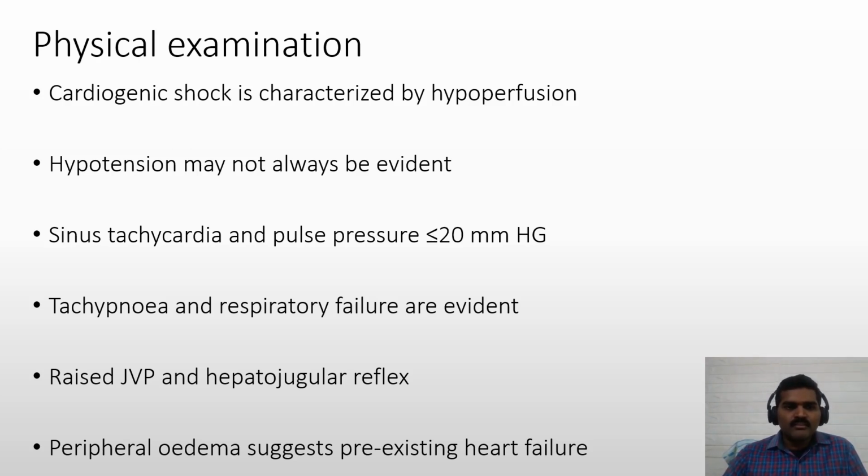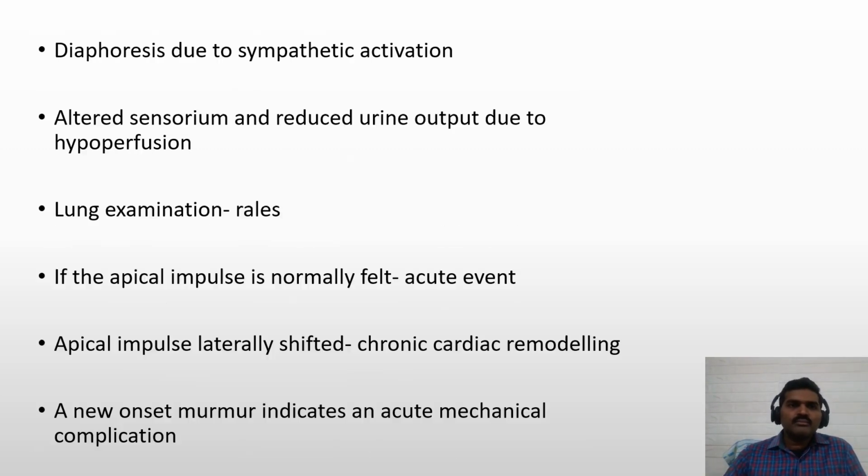The patient will be profusely sweating due to sympathetic activation, with altered sensorium and reduced urine output due to hypoperfusion. Lung examination reveals signs of pulmonary edema in the form of extensive rales or crepitations. The apical impulse is normally felt. It is usually an acute event. There is no pre-existing cardiac remodeling, so the apex is in normal position.